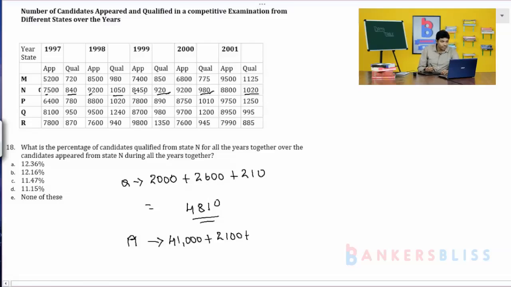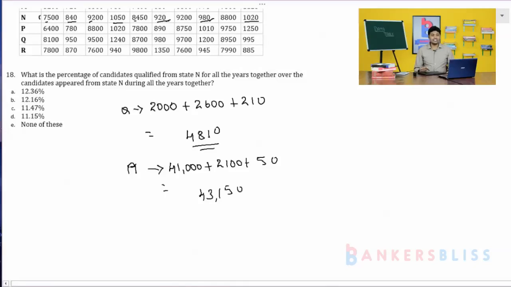200, yes, 50, next 50 only you are going to get. So in the end, what is the total number of appeared candidates? 50, next 1, 4 plus 2 plus 1, 3, 4. So 43,150 is the total number of candidates you got. So now you have to calculate the percentage.